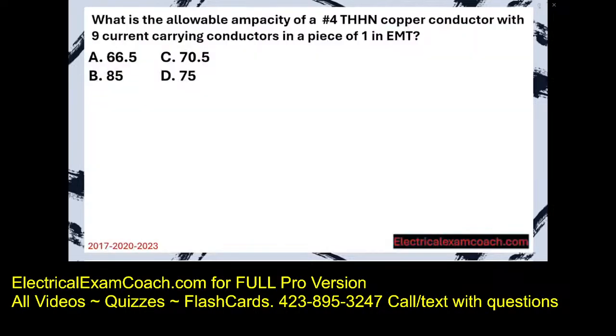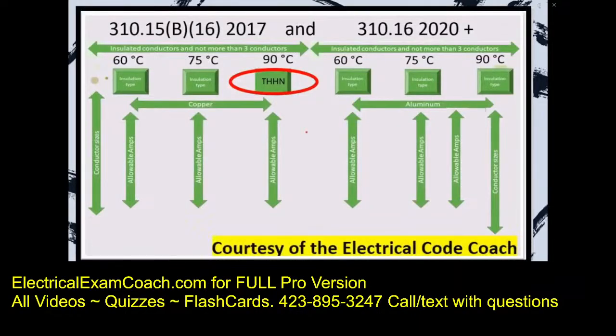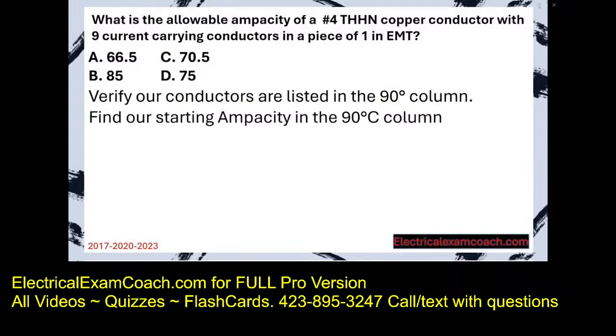What is the allowable ampacity of a number 4 copper conductor with 9 current carrying conductors in a piece of 1-inch EMT? Step 1, we're going to verify that our conductors are listed in the 90 degree C column. We head to our primary ampacity table on the copper side, and we make sure that THHN is listed. If it's not listed there, for the purpose of exam prep, I just want you to go to whatever column that it is listed in and do the math.